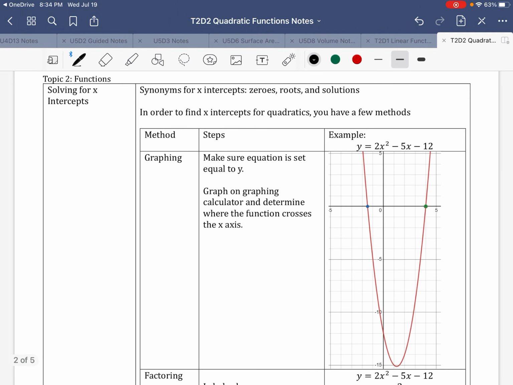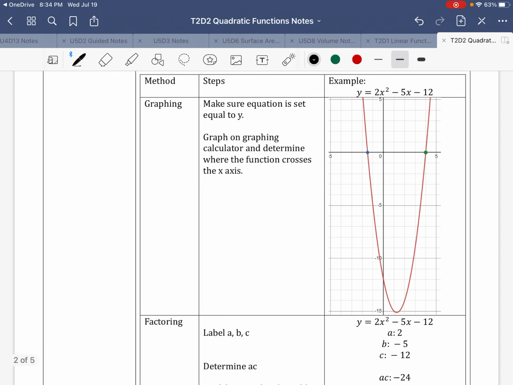So we have a lot of ways that we can solve for x-intercepts, and they also have a lot of names. If you see solve for the x-intercept, solve for 0, solve for roots, or solutions, all of those are synonyms for x-intercept. So the first method here is, if you have access to a calculator and you're trying to do this quickly, especially on things like the ACT, you can just graph it, right? Graph it, see where it crosses our x-axis, and those are going to be your x-intercepts. So here you can see we have a solution at 4 and at negative 1.5.